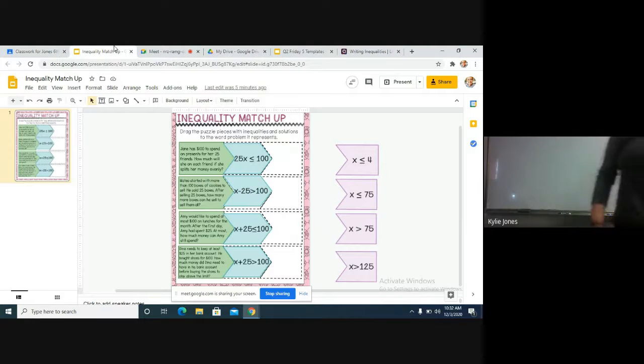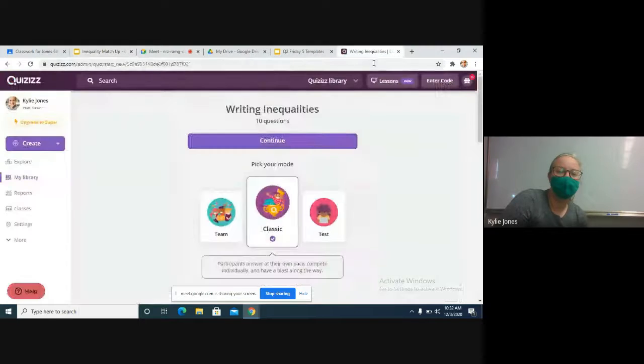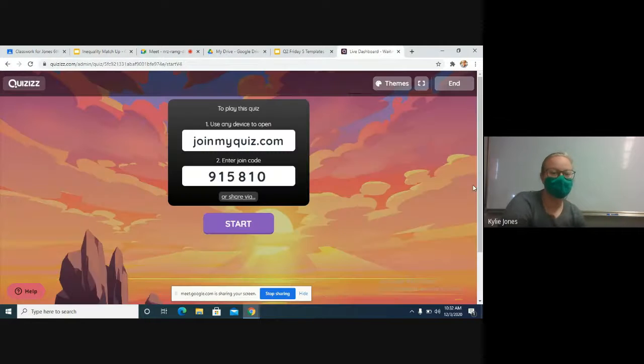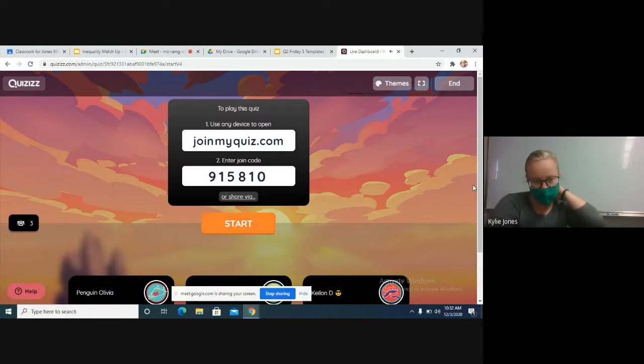Alrighty. Hopefully you guys have had the time and have matched those up. If not, just leave it open in a different tab so that you can finish it after you do the quizzes. But let's have everybody go ahead and open up quizzes in a separate tab. Here's the game code for that. Okay, I'll give you a couple minutes to log into this one. Please use your first name, last initial, keep it appropriate, and get logged in.